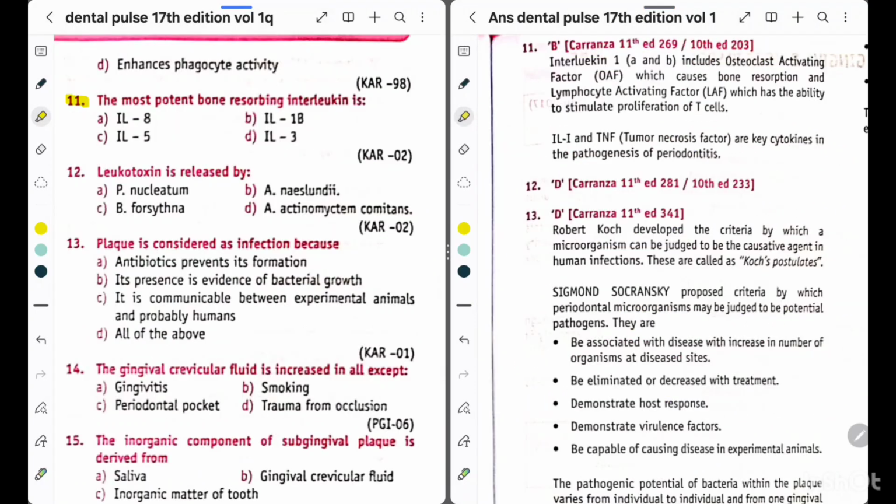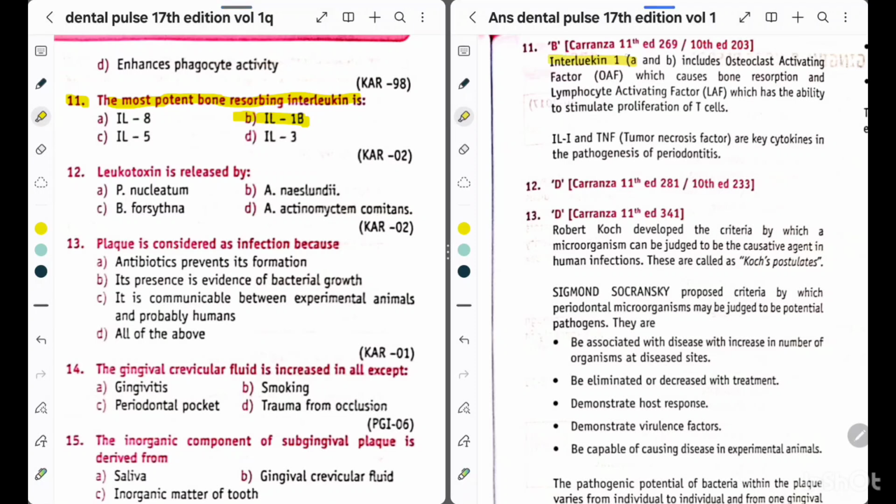Now question 11. The most potent bone resorbing interleukin is. Option A, interleukin 8. Option B, interleukin 1b. Option C, interleukin 5. Option D, interleukin 3. So the most potent bone resorbing interleukin is option B, interleukin 1b.